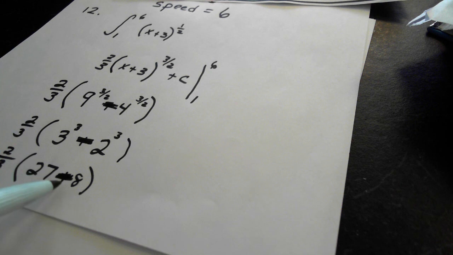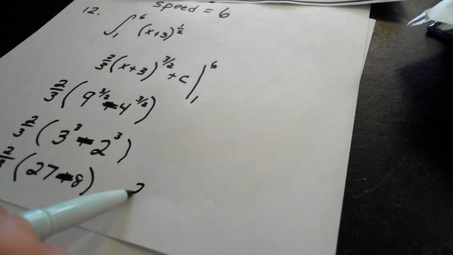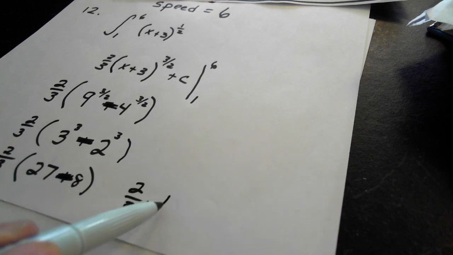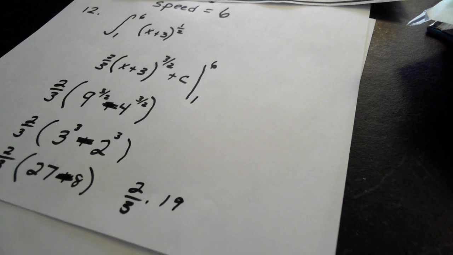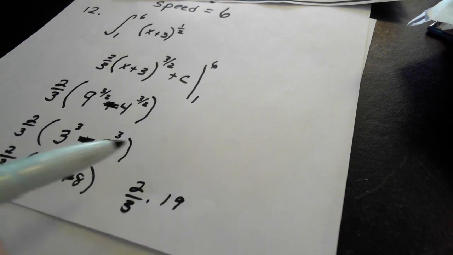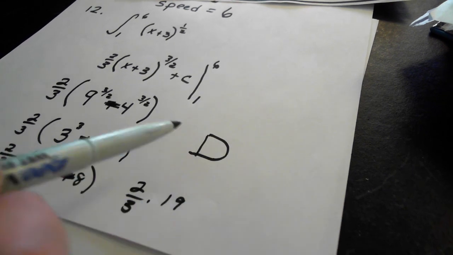So 27 minus 8, I think, is 19, so I think it's 2/3 times 19. That's 38 over 3. Do we have that option? Yeah. Please choose D. Please choose D.